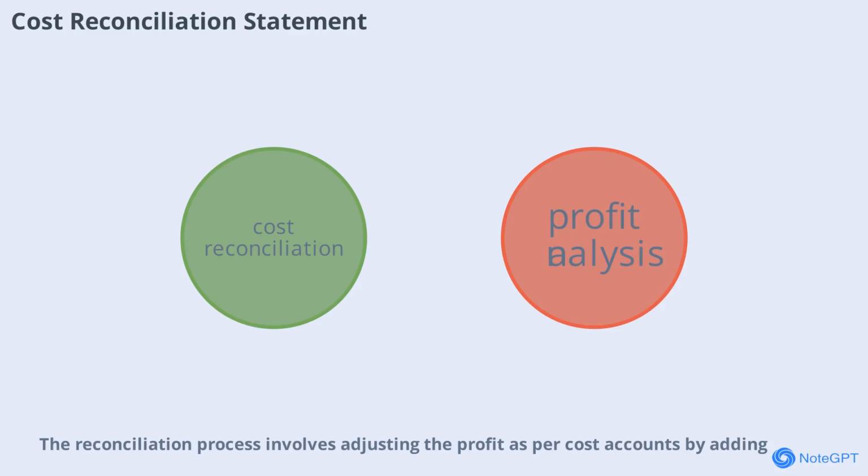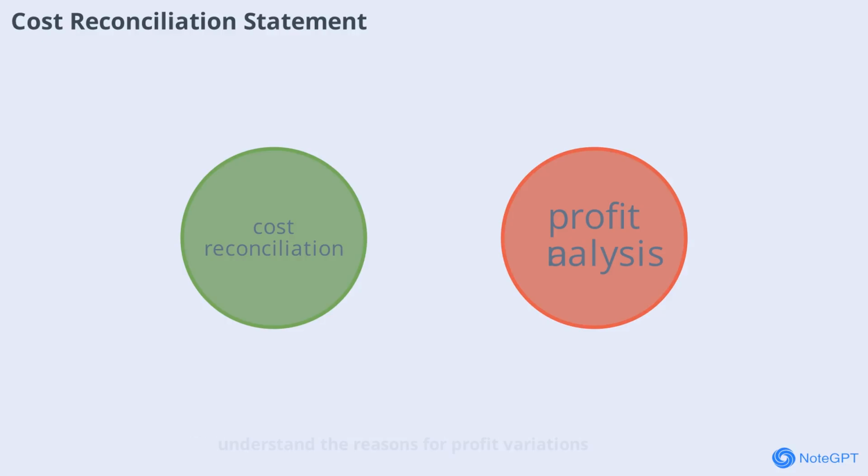The reconciliation process involves adjusting the profit as per cost accounts by adding or subtracting these differences to arrive at the profit as per financial accounts. This ensures transparency and helps management understand the reasons for profit variations, ultimately supporting better financial control and decision-making.